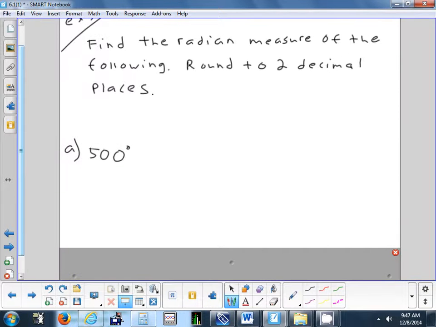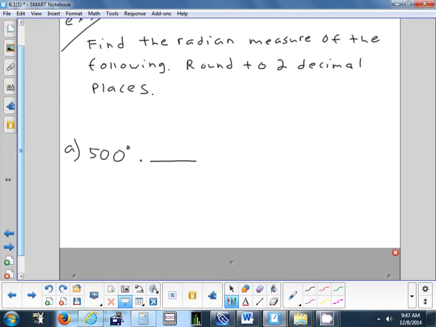All right, let's try one where we round it. When you round it, just use your calculator, type it in, and round it off. Generally in the book, they will tell you when to round it. If they ever don't give directions, as a general rule, multiples of 30 and 45, leave them as pi. 500, that's not a multiple of 30 or 45.